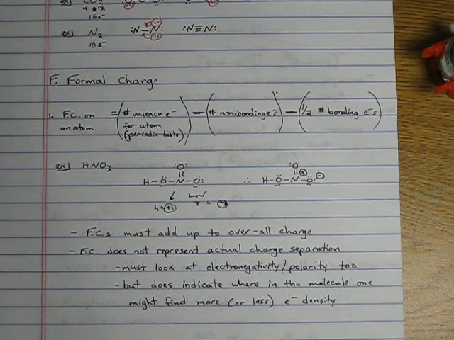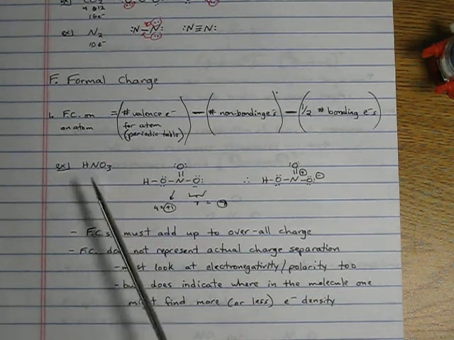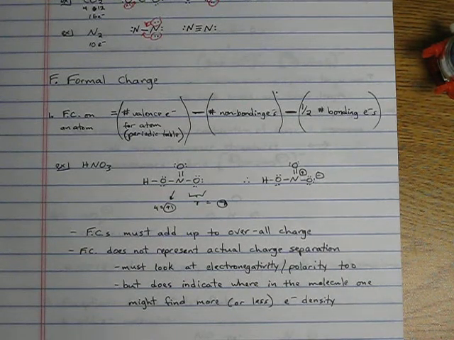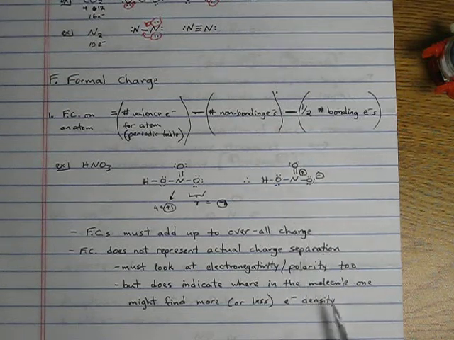The deal with formal charge, a few things to remember. Your formal charges must add up to the overall charge of your molecule or ion. Note HNO3 has no overall charge. +1 and -1 cancel each other out, and so when you add up these formal charges, we got no net formal charge on this molecule. That must always occur. The other thing to realize about formal charge, it's not an actual charge separation.